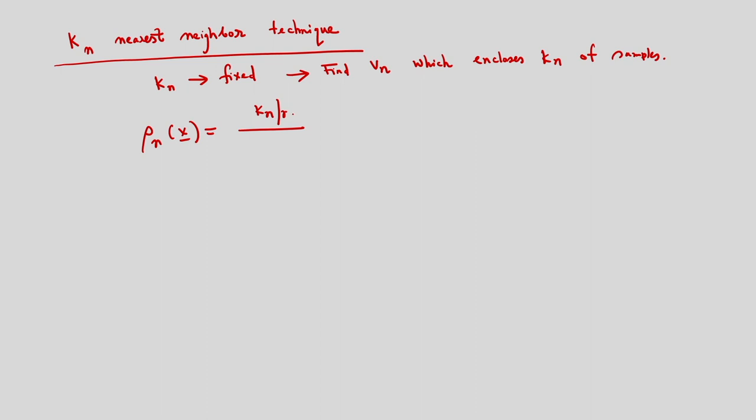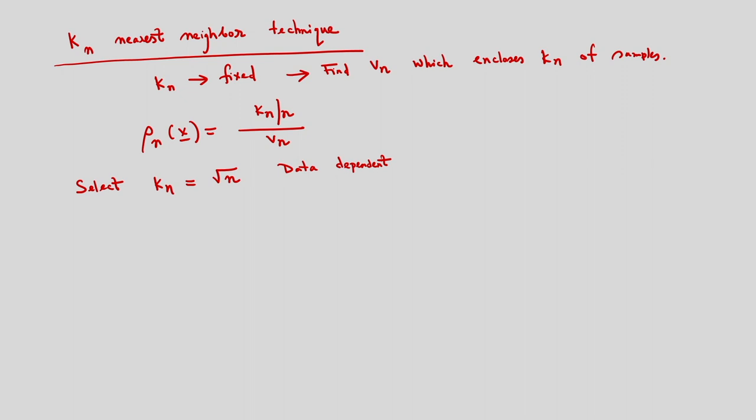So what is n? n is the total number of samples. kn is the number of samples within this volume. The volume is Vn. So this is actually the probability that the sample falls in a region, and the region has a volume Vn. Now this kn we can select like this: kn is equal to root n. That is actually a data dependent way.